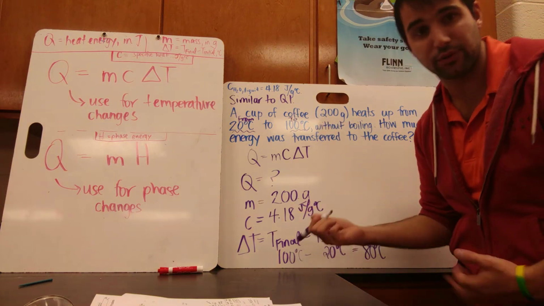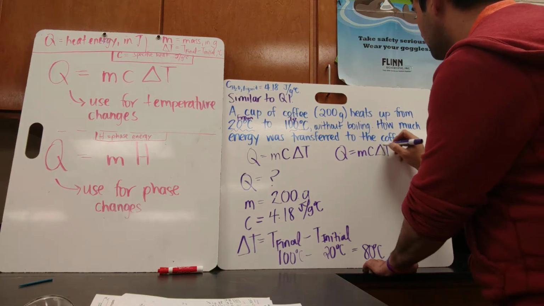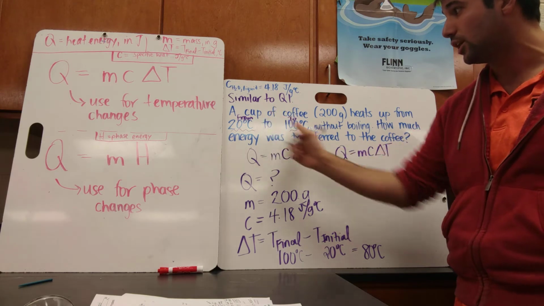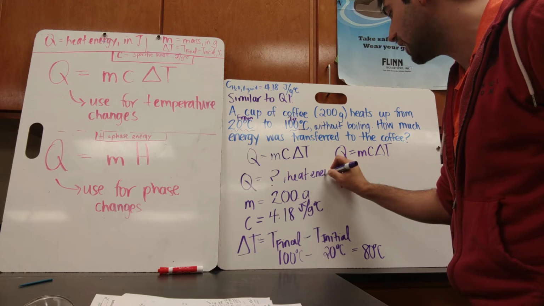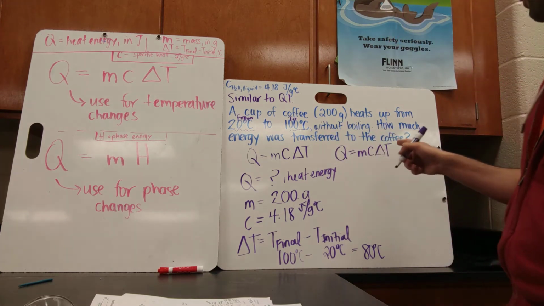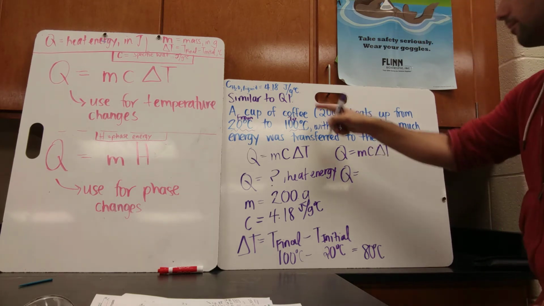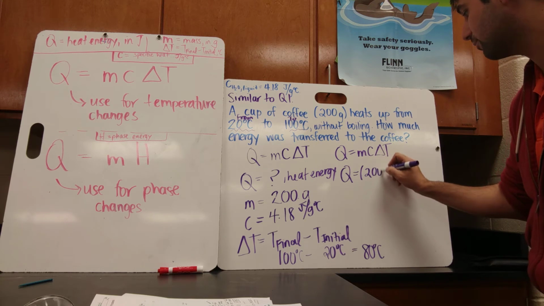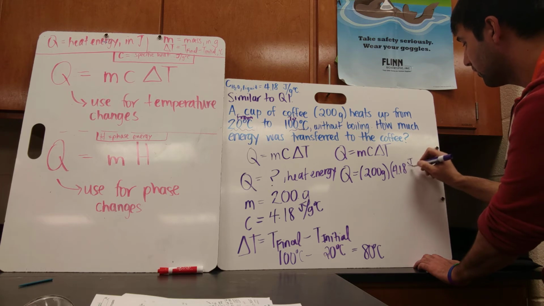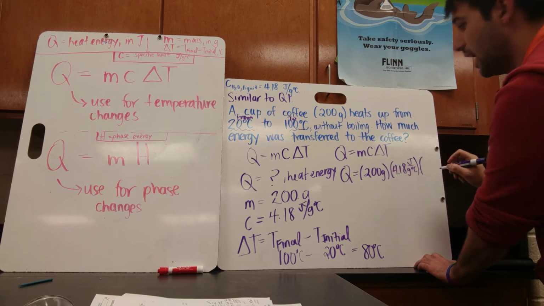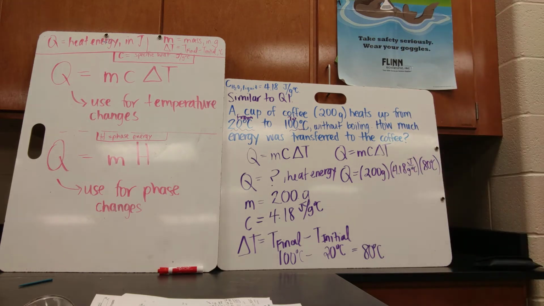Now I'm going to plug and chug. I'm going to plug these values into the equation Q equals mc delta T. I'm going to solve for Q because the question asked how much energy, this is my heat energy, how much energy Q is associated with heating up something from 20 to 100 degrees Celsius. So Q equals, my M was 200 grams times 4.18 joules per gram degree Celsius times 80 degrees Celsius. And let me run and get my calculator.